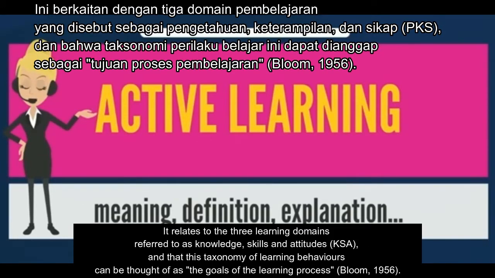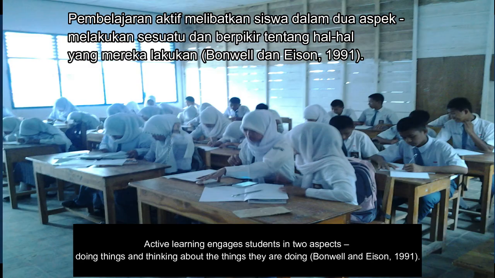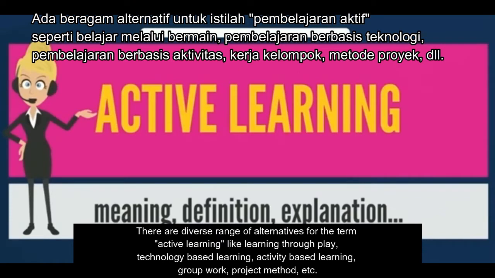It relates to the three learning domains referred to as knowledge, skills and attitudes, KSA, and this taxonomy of learning behaviors can be thought of as the goals of the learning process, Bloom, 1956. In particular, students must engage in such higher-order thinking tasks as analysis, synthesis, and evaluation. Active learning engages students in two aspects: doing things and thinking about the things they are doing, Bonwell and Eison, 1991.